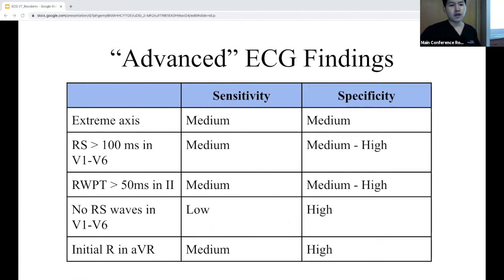To summarize these advanced EKG findings, you look for extreme axis. You can measure the R wave to S nadir interval in precordial leads, and if any one of them is greater than 100 milliseconds, it may be VTAC. You can measure the R wave peak time. You can also look at the precordial leads: they may not have concordance, but if they have no RS waves, and they're just R waves or predominantly S waves, that may also be a sign of VTAC. And the most sensitive and specific finding among these is the initial R wave in aVR.